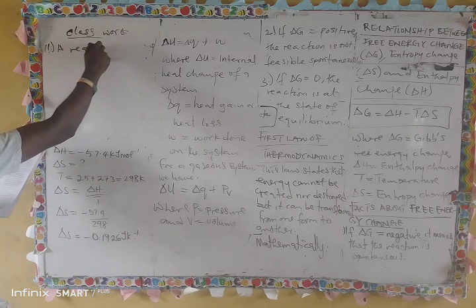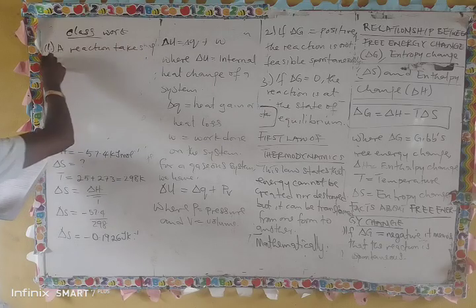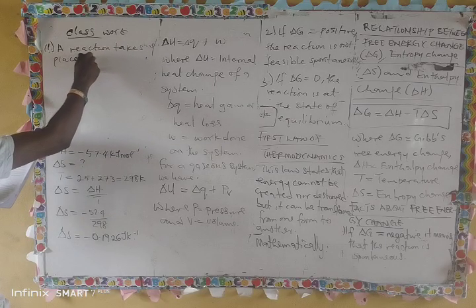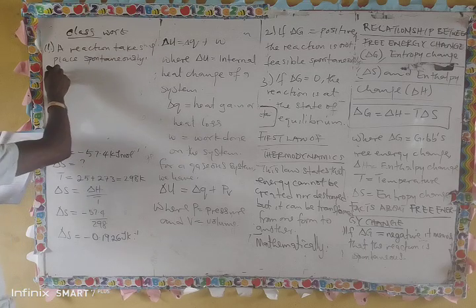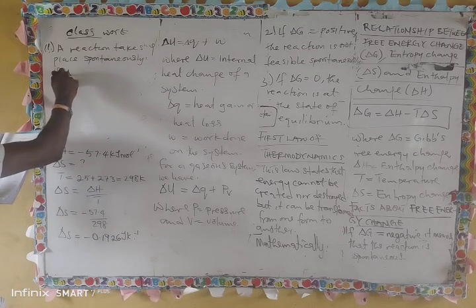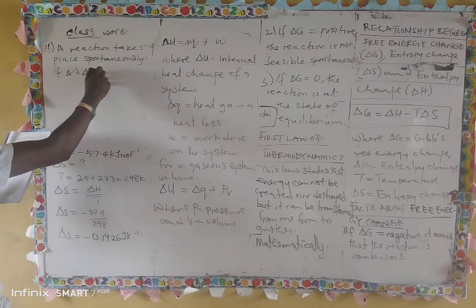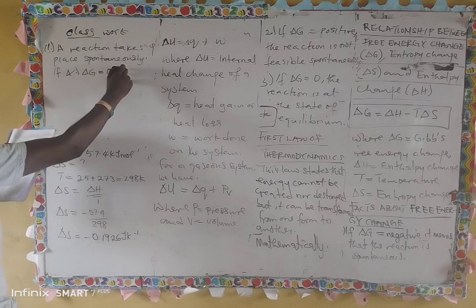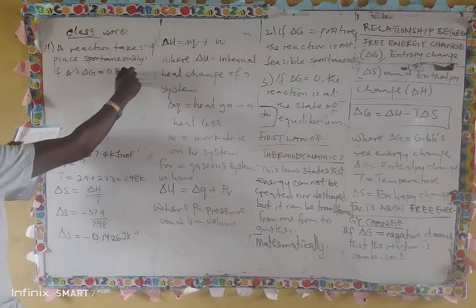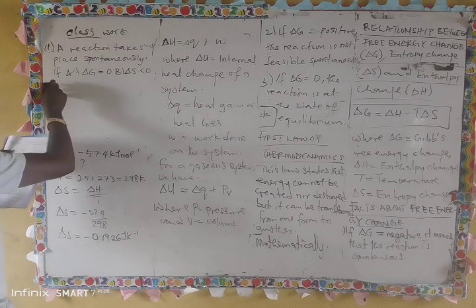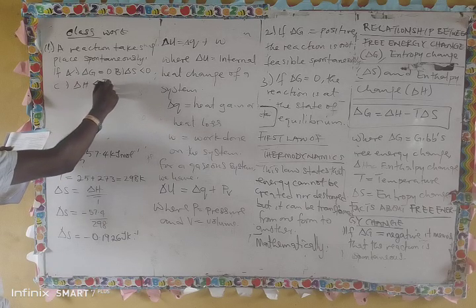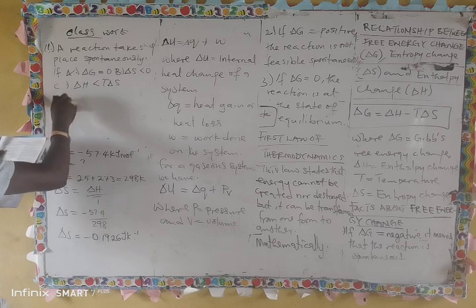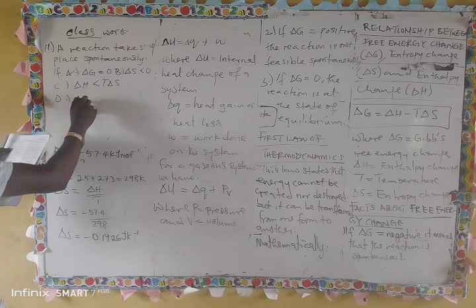A reaction takes place spontaneously if what happens? A, delta G is 0; B, delta S is less than 0; C, delta H is less than TAS; D, delta G is greater than 0.